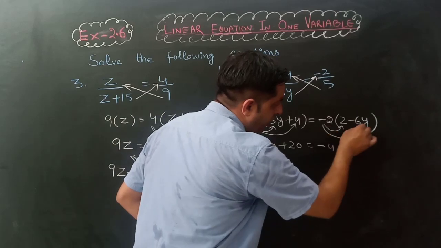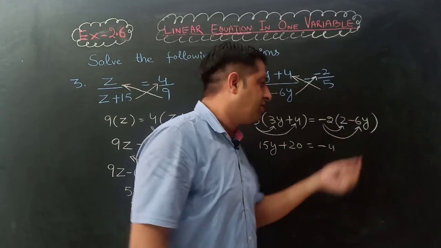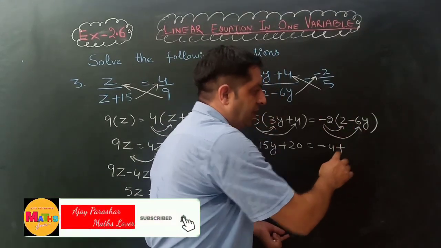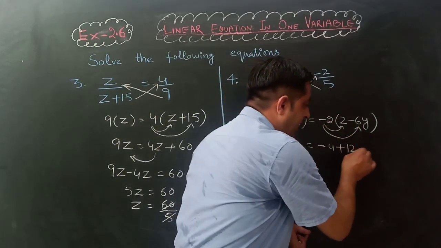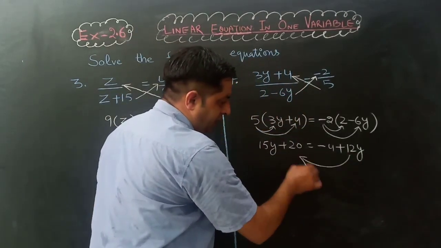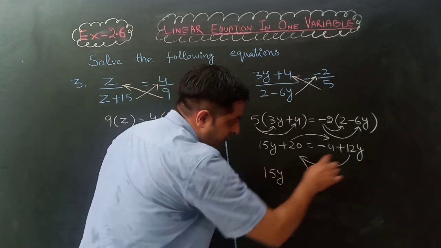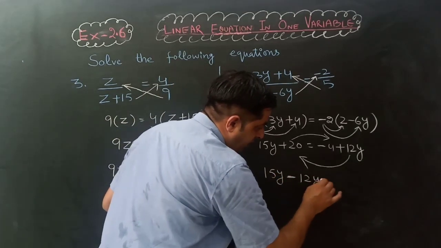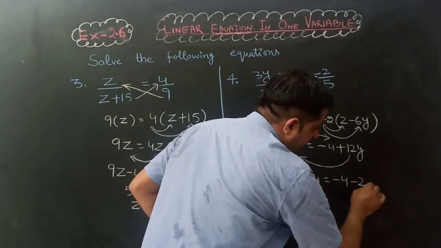Now minus 2 into minus 6y. First we multiply sign. Minus multiply minus gives us plus. Now multiply number 2 into 6 gives us 12. Then write y, 12y. Now shift 12y to this side and plus 20 to the right hand side. So 15y, when this plus 12y comes to the left hand side, its sign changes, it becomes minus 12y, minus 4.